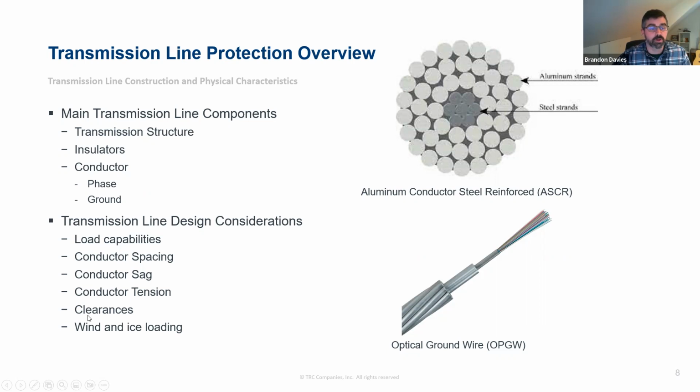Clearances, so you're working with very high voltage equipment, so you really need to maintain appropriate clearances with anything that the conductors may come in contact with to prevent faults. And then finally, wind and ice loading. So you're going to need to design this thing to operate in all weather scenarios. And certainly extreme weather events are seemingly more common these days, so that's being a bigger and bigger concern in how they design these transmission structures and the transmission lines themselves.